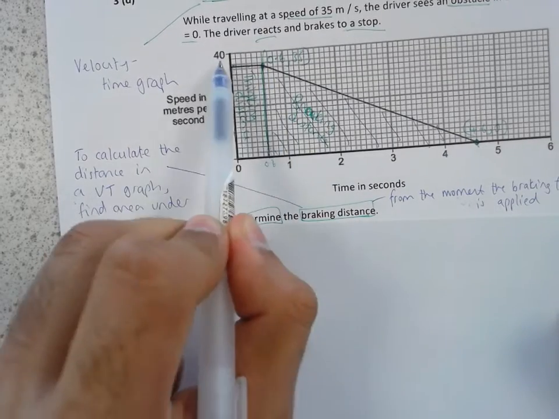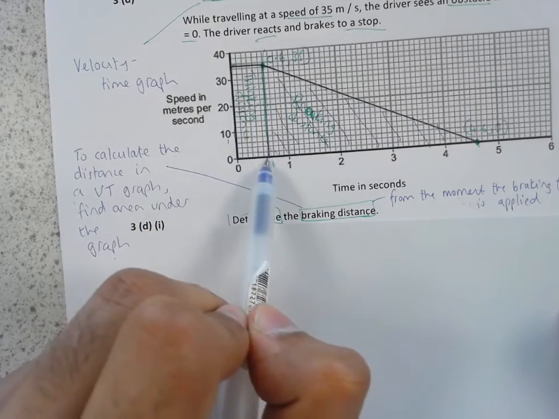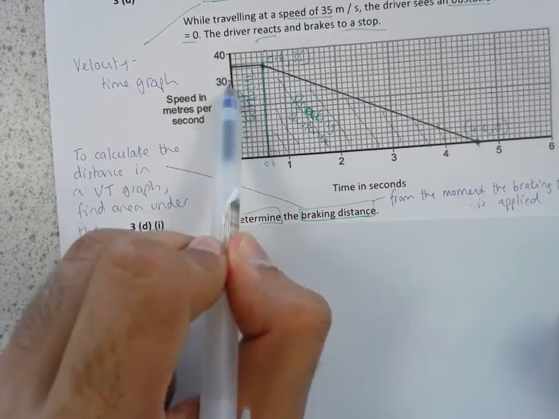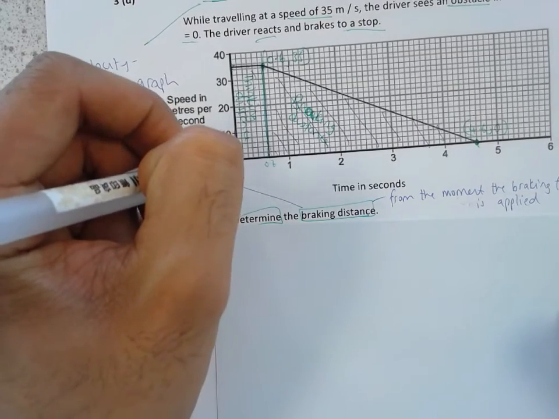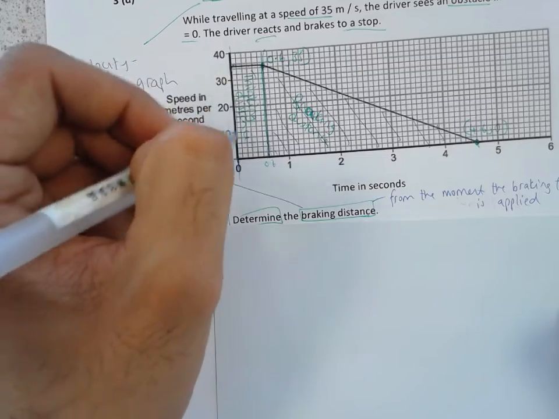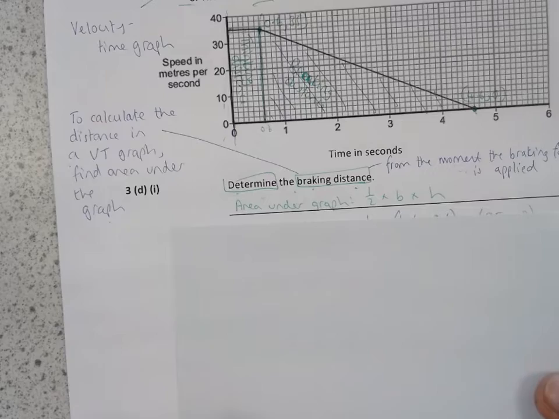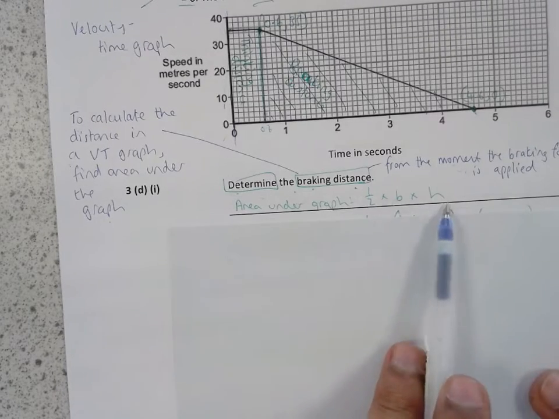If I wanted to find the thinking distance, I would find the area underneath the graph where his speed does not change, but it's after when he reacted and slammed his brakes, which is at t equals 0. Or just before he slammed his brakes and he saw the obstacle. So the area under the graph is half times base times height.